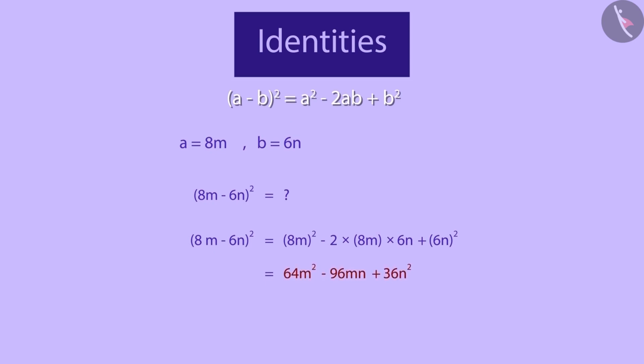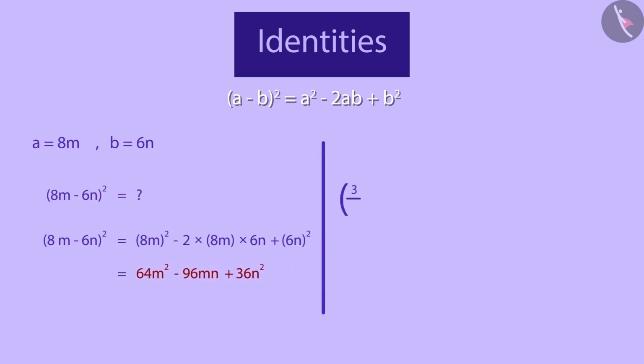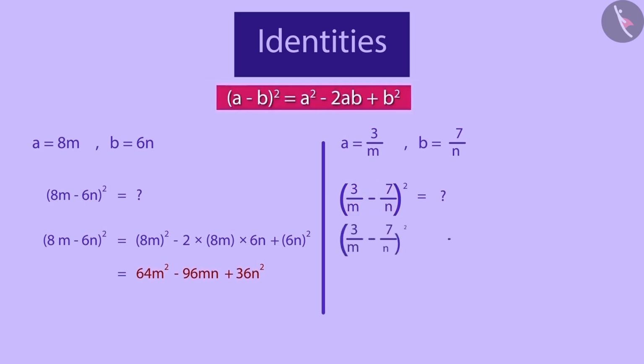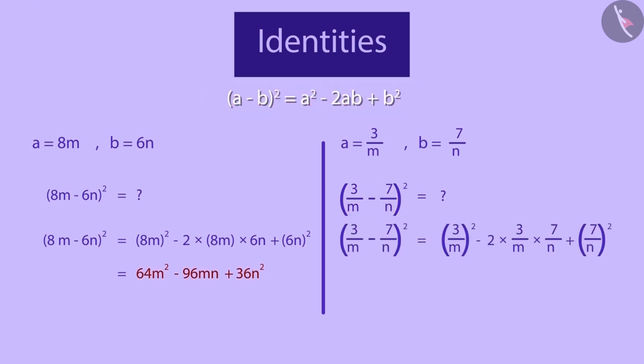Now, let's look at one more example. Can you find the value of (3 by m minus 7 by n) raised to the power of 2? We know that we will have to use the same identity here. Can you tell what value should be taken for a and b? Here we will consider a as 3 by m and b as 7 by n. Substituting these values in the identity, we will get this. Simplifying it further, we will get this as our final answer.